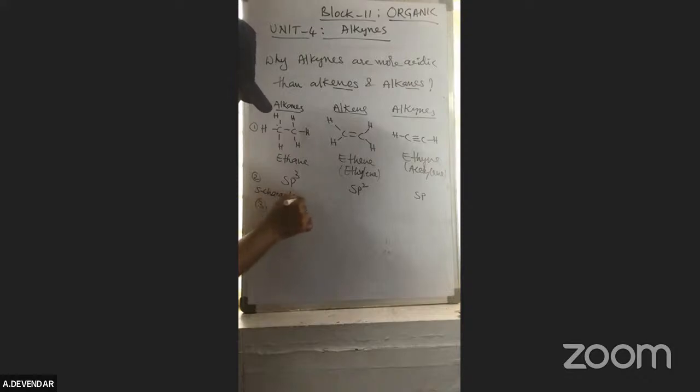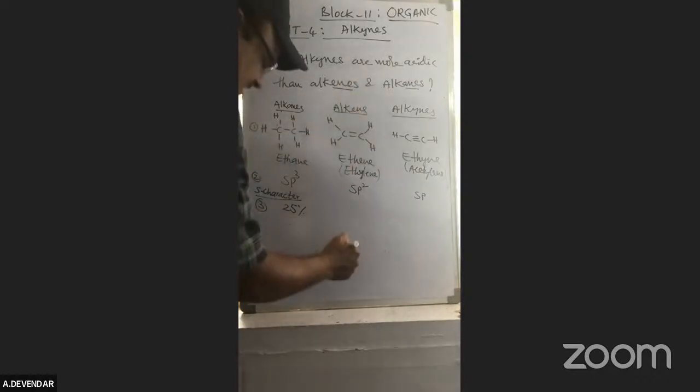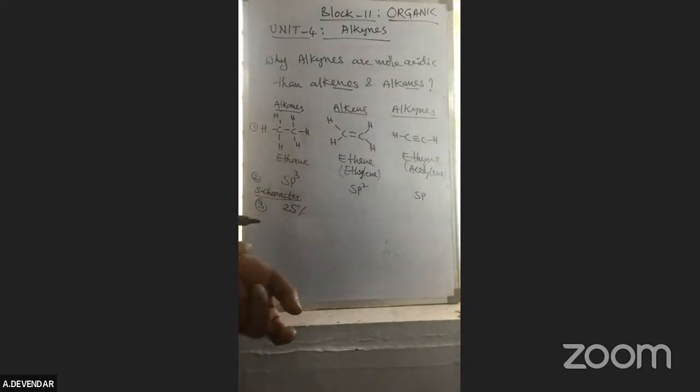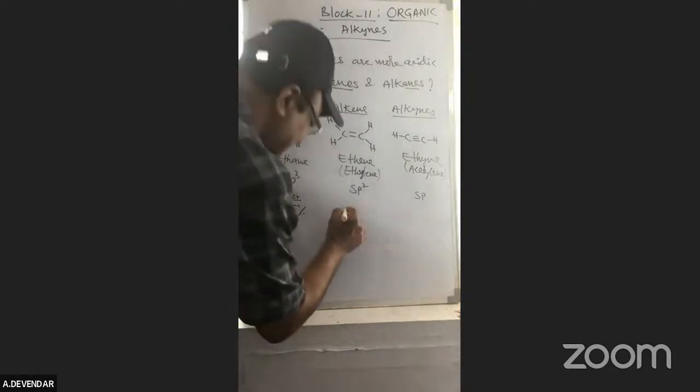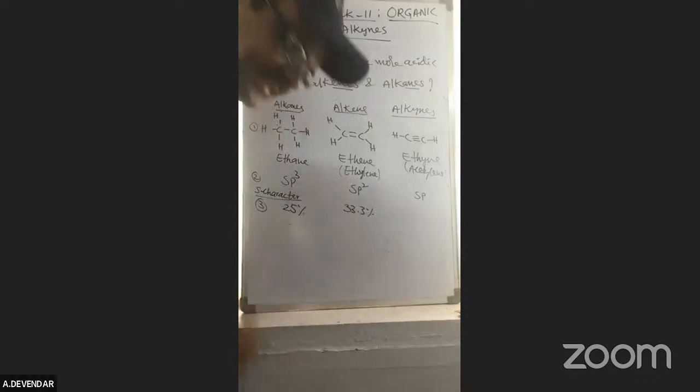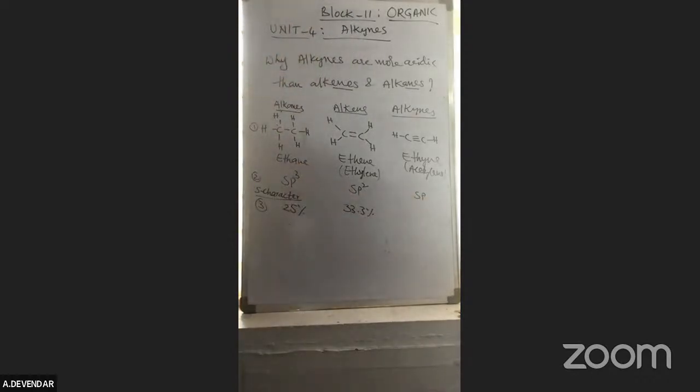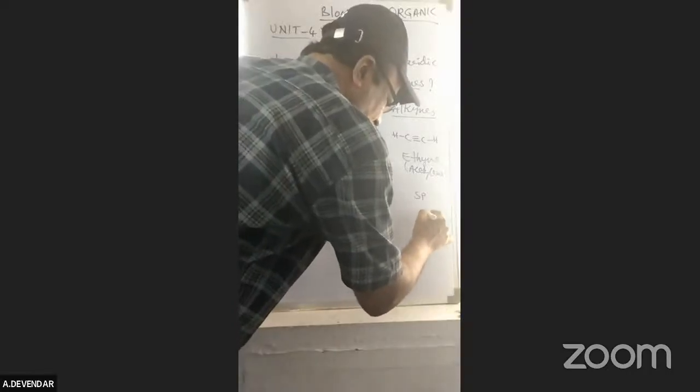So s character in the alkanes is 25%. What about the alkenes? 1 plus 2, 3 units, equal to 100%. 100 by 3 is 33.3%. Now what is the s character in sp? 1 plus 1, 2 units, equal to 100%, which means it is 50%.